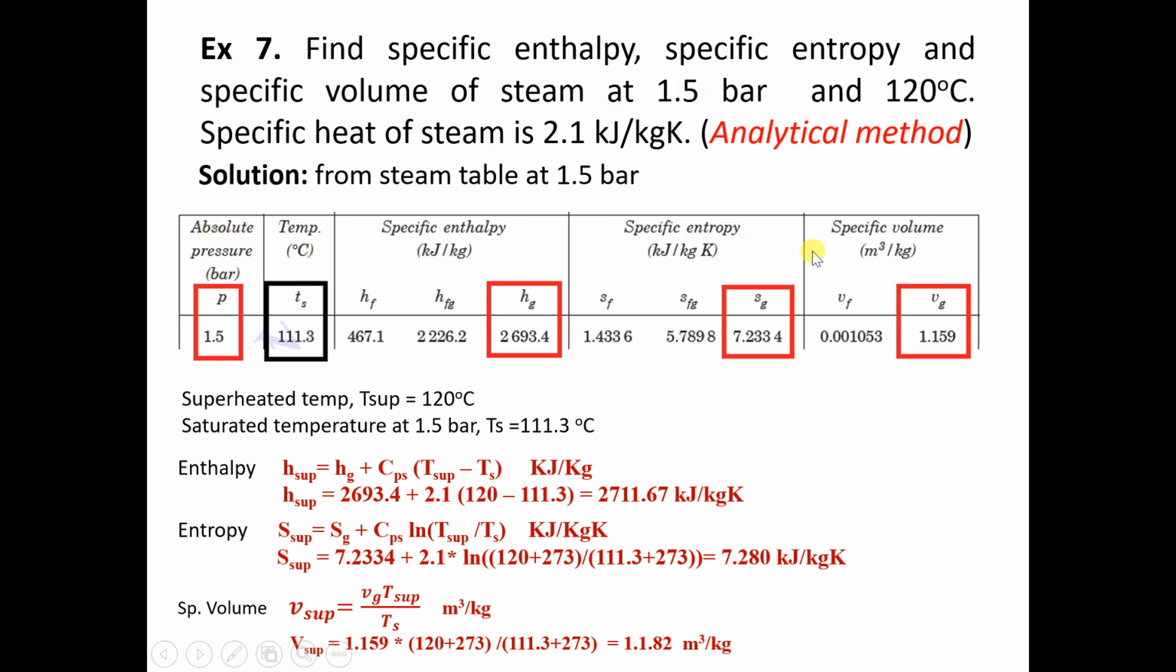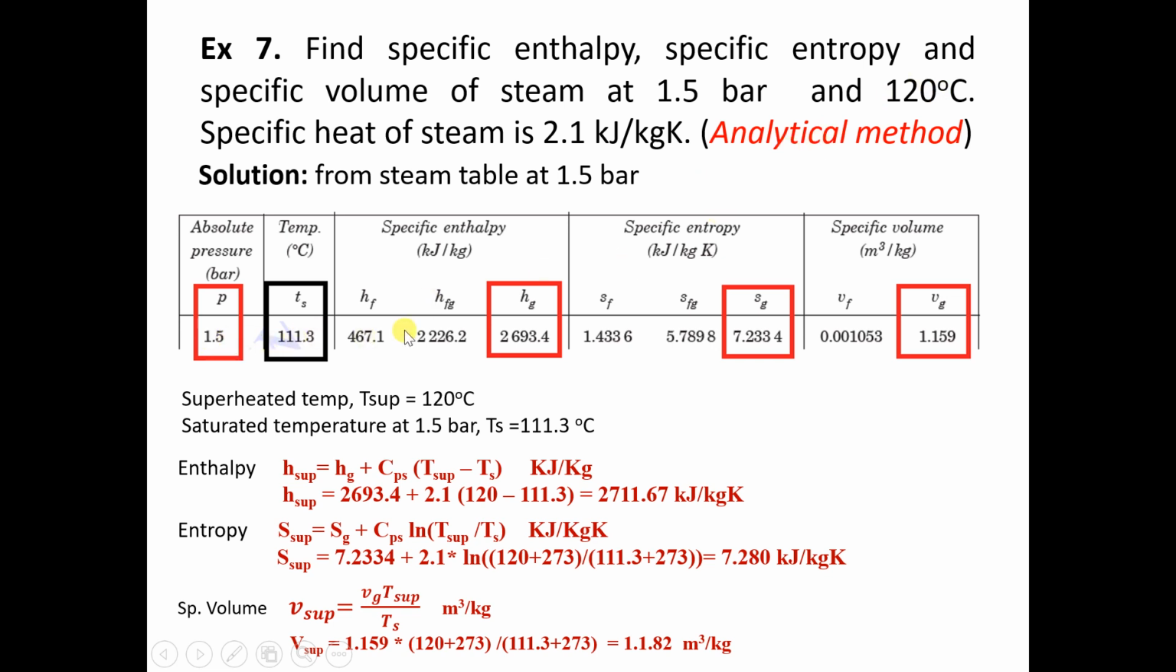Here I have pasted the steam table for 1.5 bar. For 1.5 bar, the saturation temperature is 111.3 degrees Celsius. It means at 1.5 bar, water will boil at 111.3 degrees Celsius, and the given temperature is greater than this. It means this is more than the saturation temperature. Therefore, it is a superheated temperature.